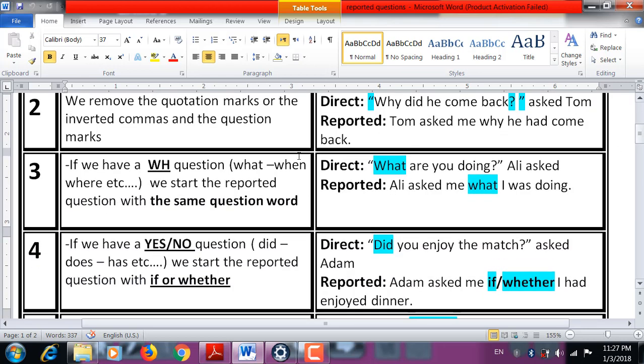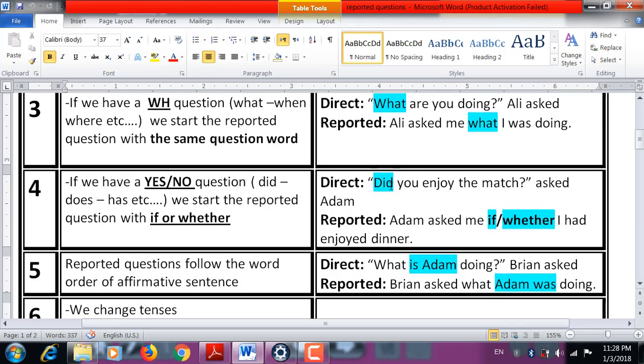The third step, if we have a WH question like this, what, when, where, how, and so on, we start the reported question with the same question word. So we have what here, and note that we use what here as well in the reported question. So the direct question, what are you doing? Ali asked. So we say Ali asked me, or Ali asked what I was doing. So we use the same question word: what, when, where, how, and so on, right?